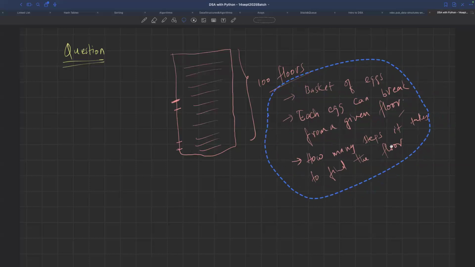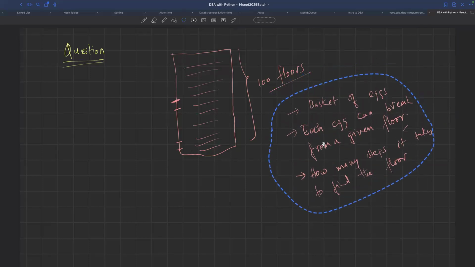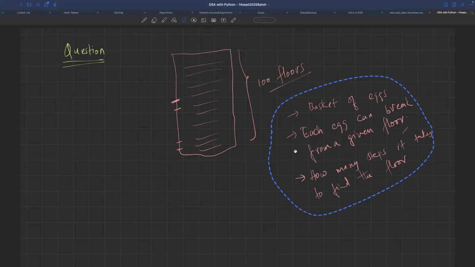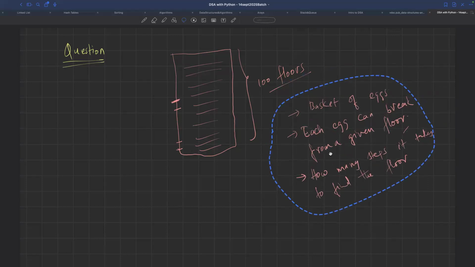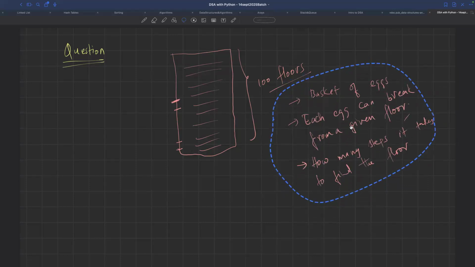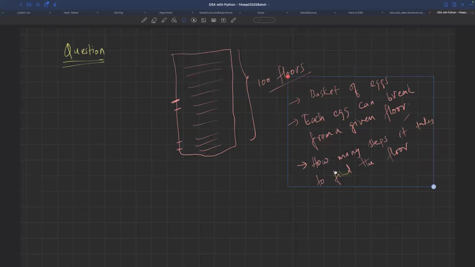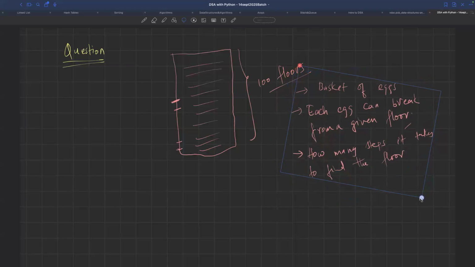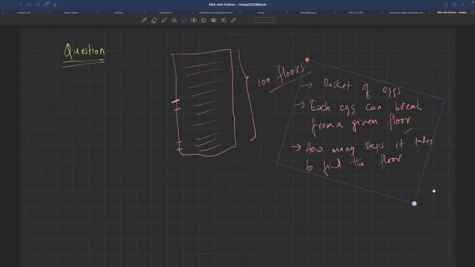Yeah. So we can start with the center floor, 50. Okay, so if the egg doesn't break, then we can take the middle of 50 and 100, that would be 75. Similarly, whichever lands, if let's say it breaks on 75, then we know for sure it is between 50 and 75. Then again we can take the middle of those. So how many steps? I have to calculate.